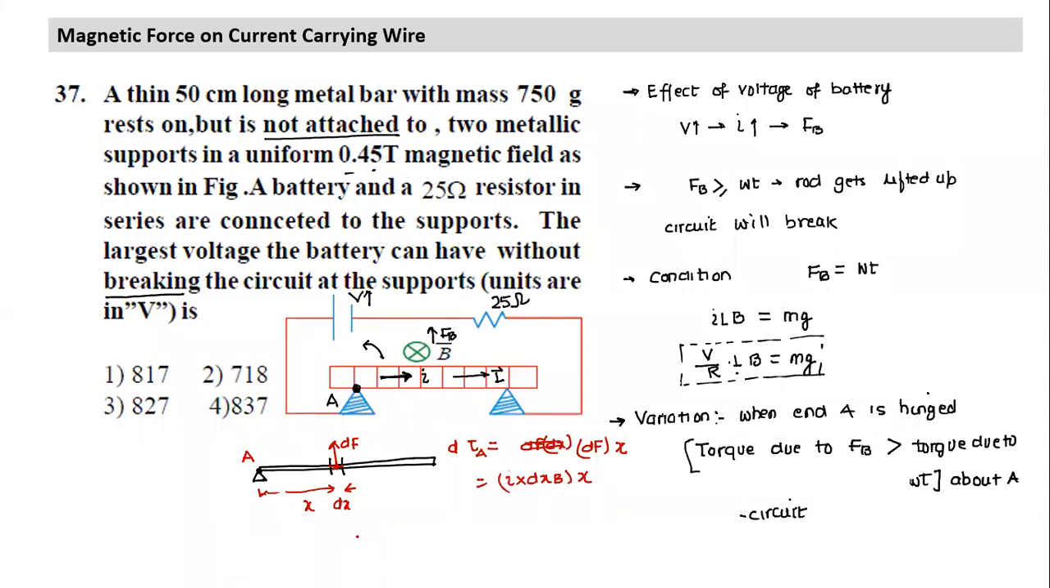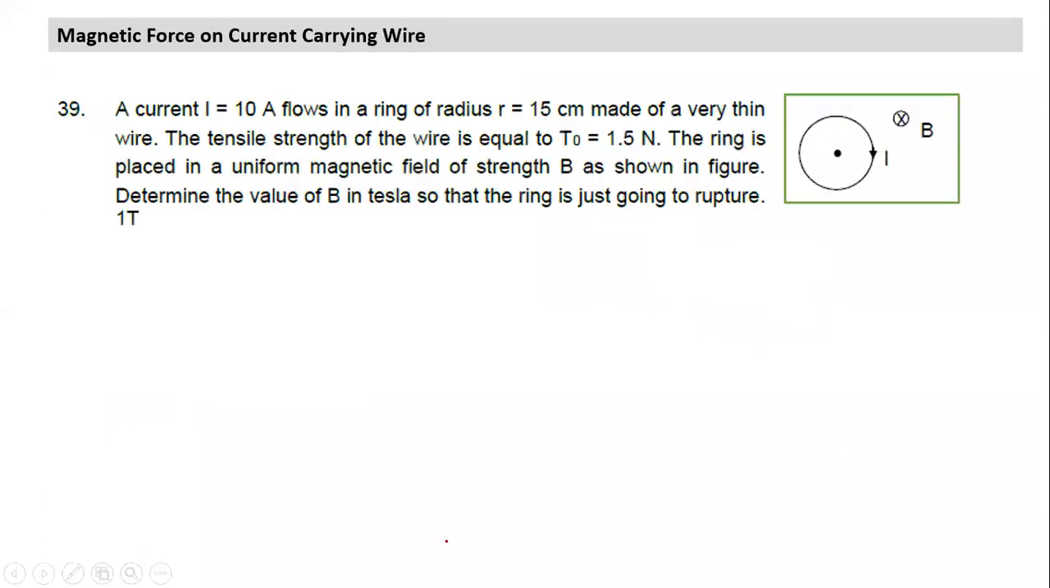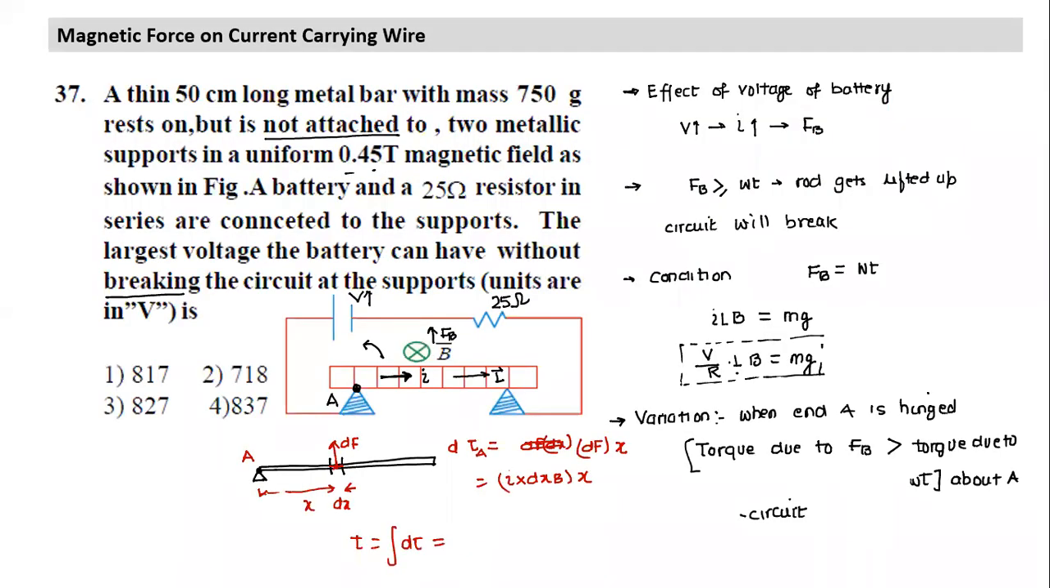And so what will the torque be now? The torque will be equal to the integration of d tau. I can calculate this, and I leave this as an exercise. It is not necessary for everyone, but those of you who want to can solve it. It can easily be calculated. And here also we equate this torque.